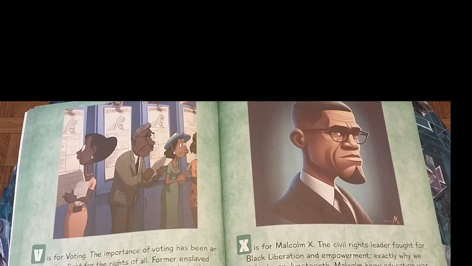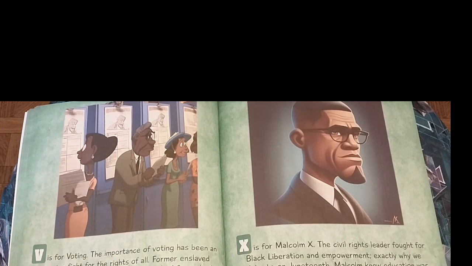V is for voting. Oh, that is so important. The importance of voting has been an ongoing fight for the rights of all. Formerly enslaved people ran for political office and pushed for radical laws to achieve rights. To this day, the fight is not over. Voting is very important. Very important, guys. I just want to put that out there, but let's keep going.